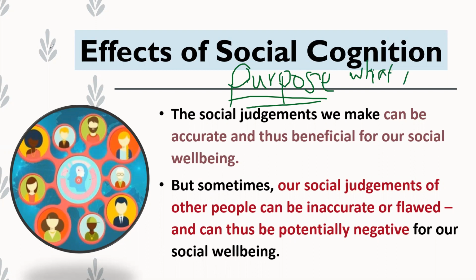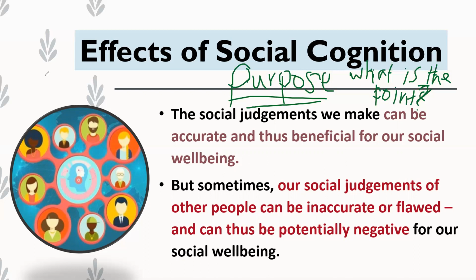The first important thing about why we need to engage in social cognition is that our social judgments are integral to the kind of relationships that we form with others. Now, as humans, we're not perfect, so sometimes our social judgments can be inaccurate. But let's talk about firstly what happens when our social judgments are accurate.